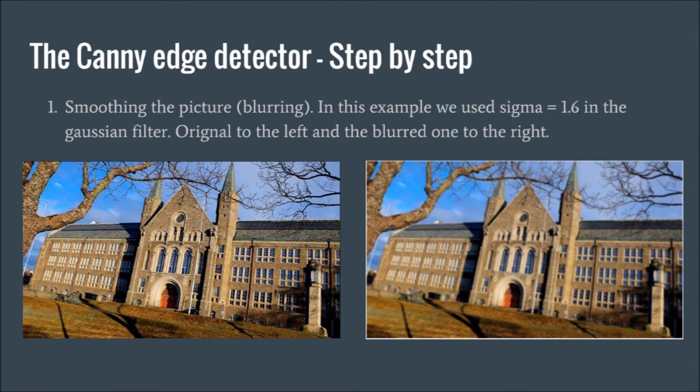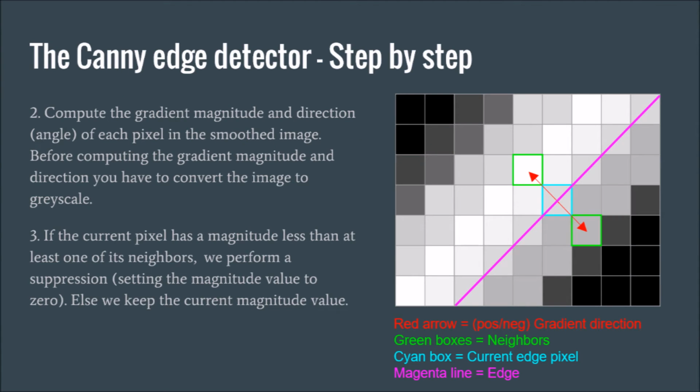Here you can see an example of a smoothed image. To the left is the original image and to the right is the smoothed one. The next step is then to compute the gradient magnitude and direction of each pixel in the smoothed image. Before computing the gradient magnitude and direction, you have to convert the image to grayscale.